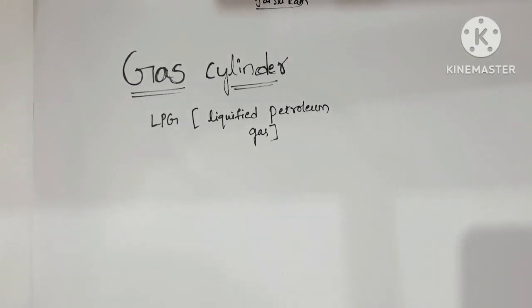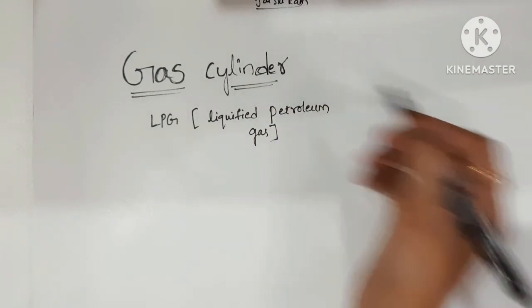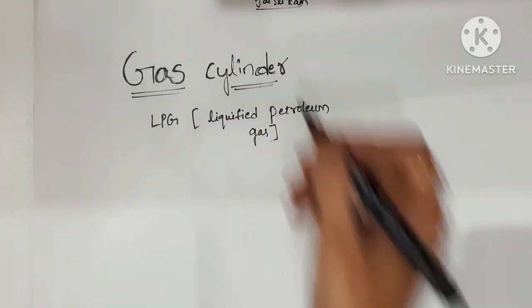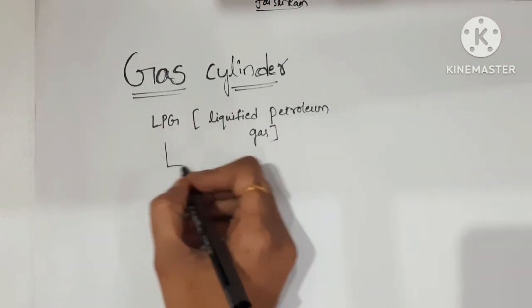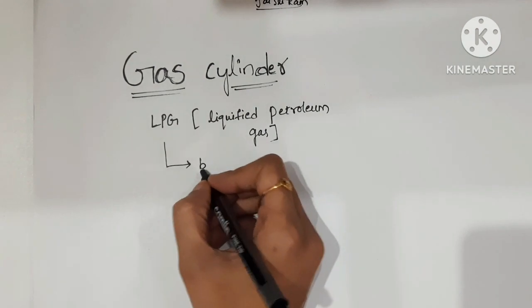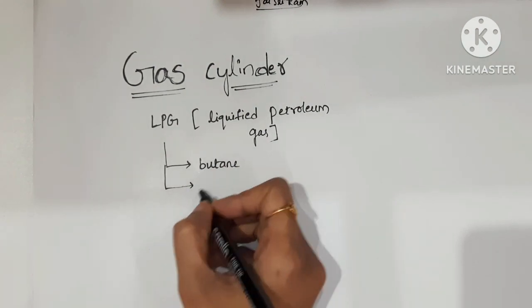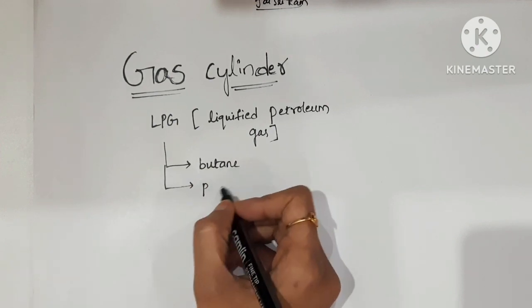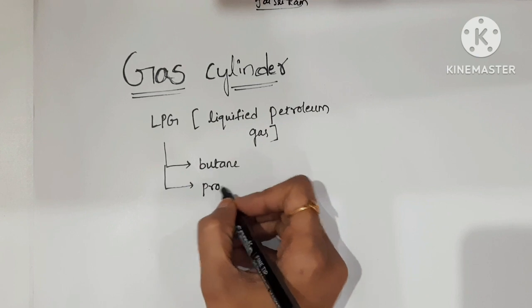LPG means liquefied petroleum gas. This gas is used in gas cylinders. LPG is a mixture of butane and propane.